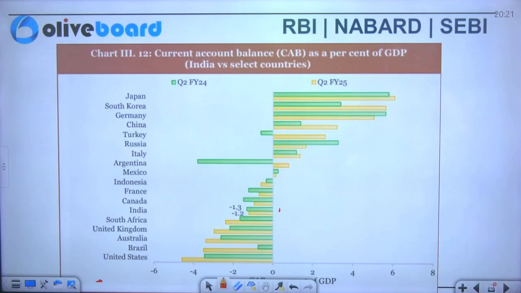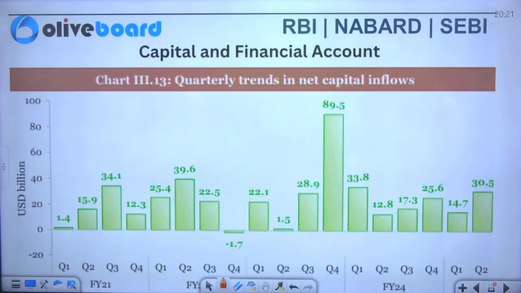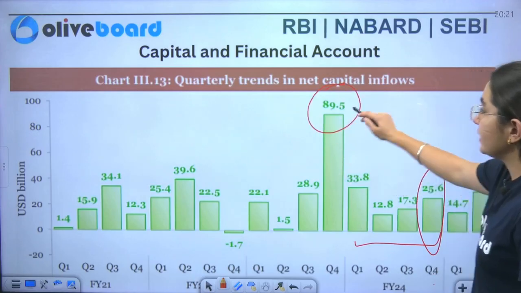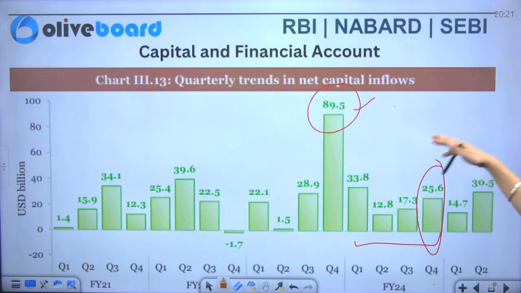Okay. Now we'll see the capital and financial account. Now you can see here the quarterly trends in the net capital inflow. If you talk about the quarters of financial year 2024, the data is here, that it reached highest in financial year 2023, that was 89.5%. Now if you see the current data of 2024, quarter 4, it is 25.6%.